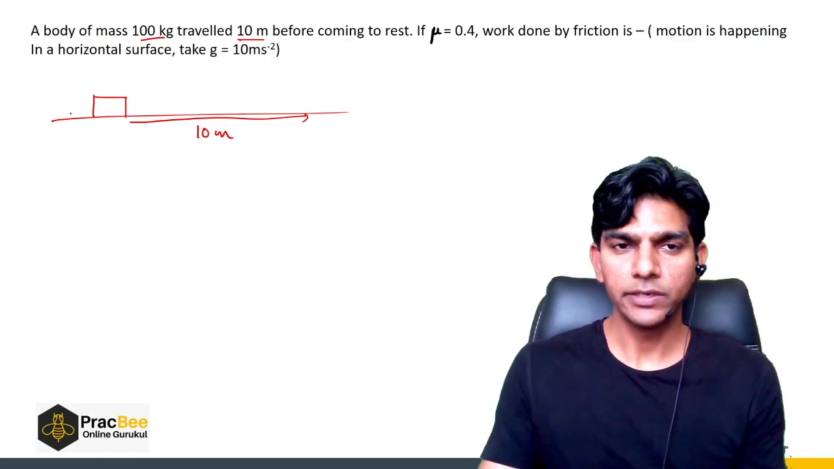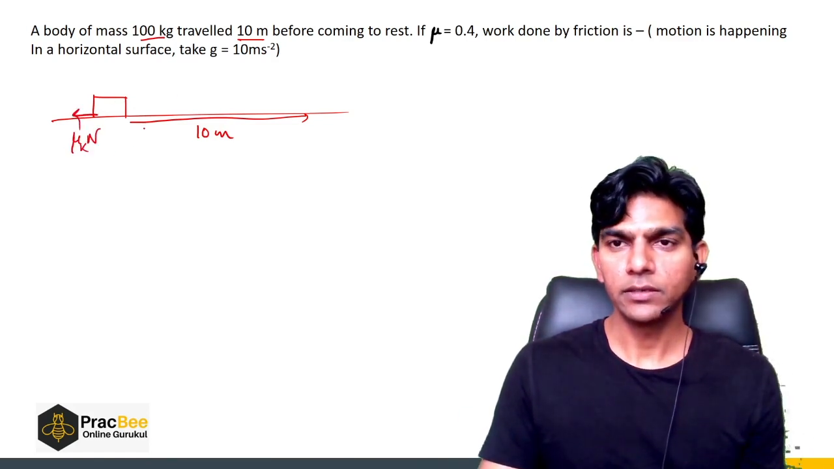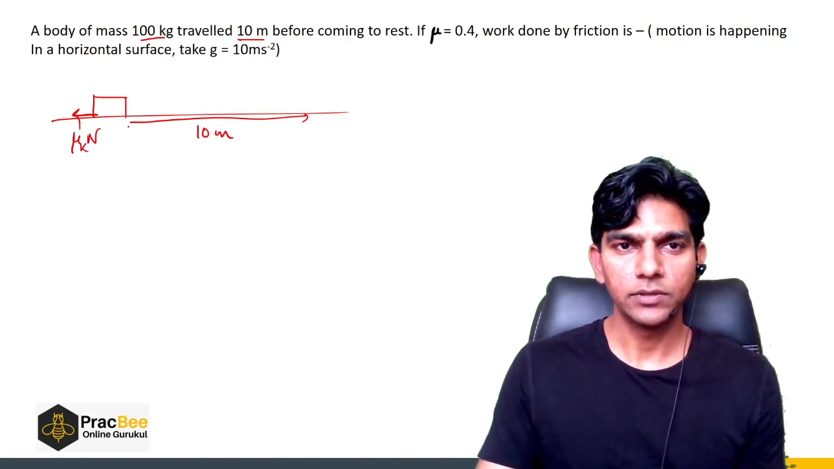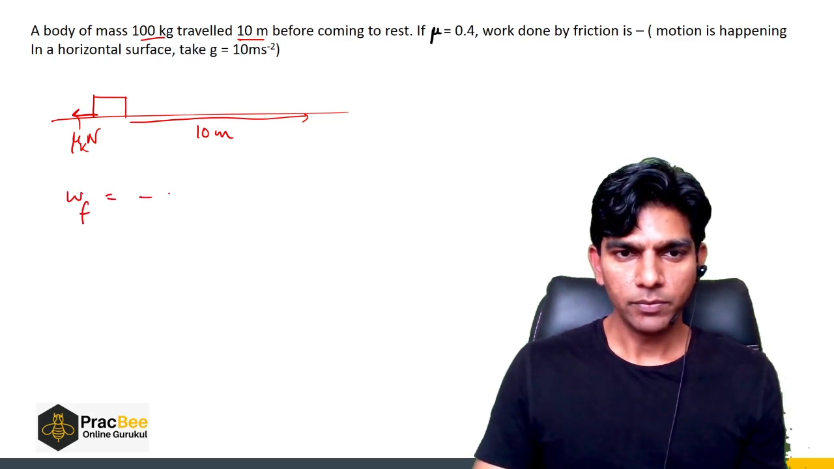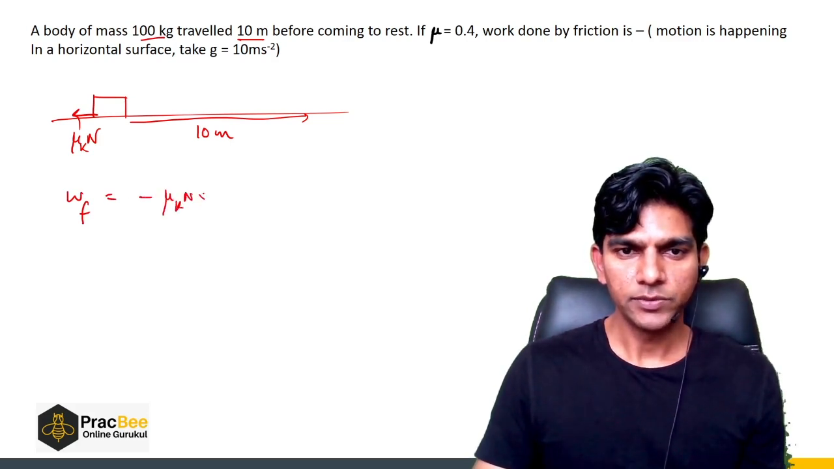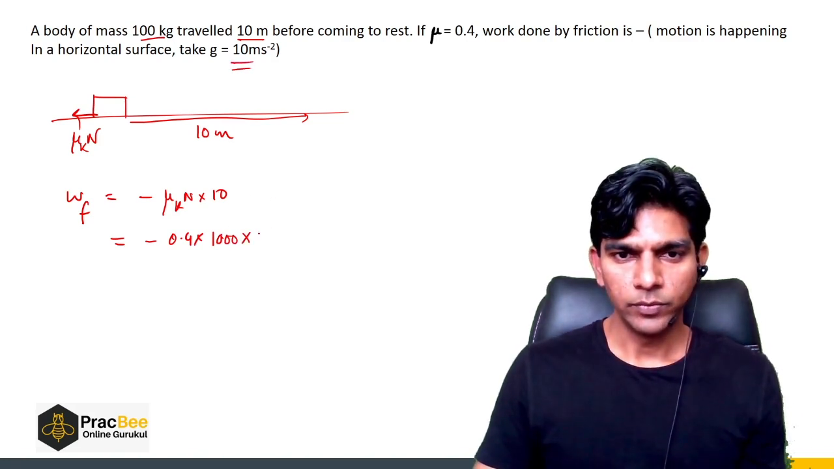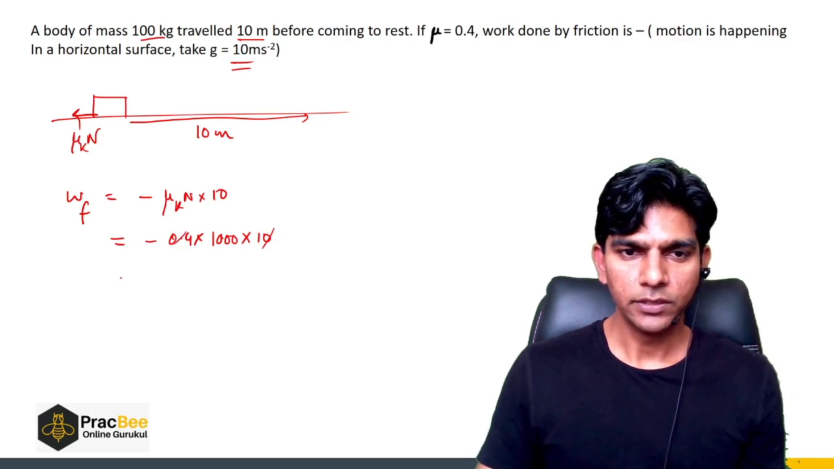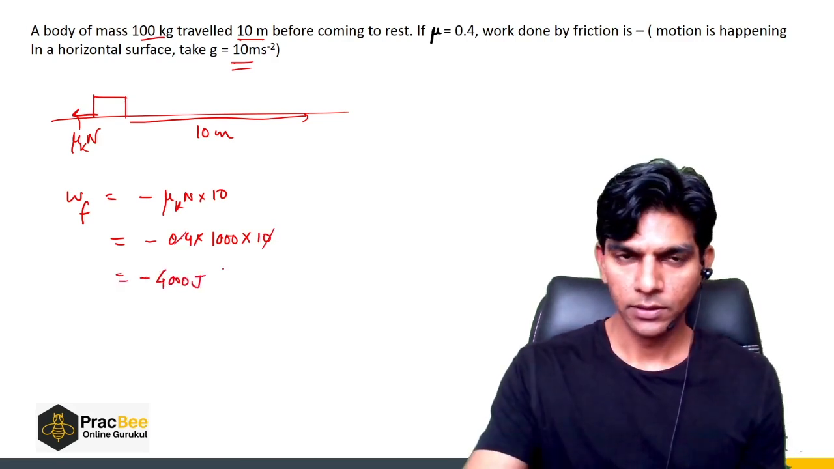And when it is moving there will be a kinetic friction, right? That will be mu k n, where n is mg, which is 1000, right? So what is the work done by the frictional force? It will be minus mu k n times the displacement. So mu is 0.4 and n is 1000. I'm taking g as 10, it is also given in the question, multiplied with 10. So it comes out to be minus 4000 joules. Now that is the answer.